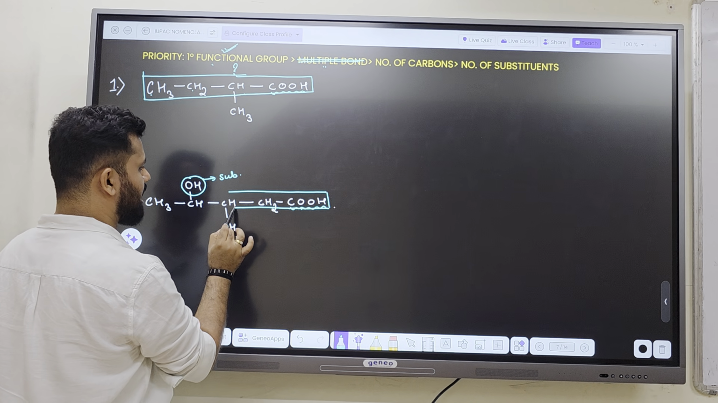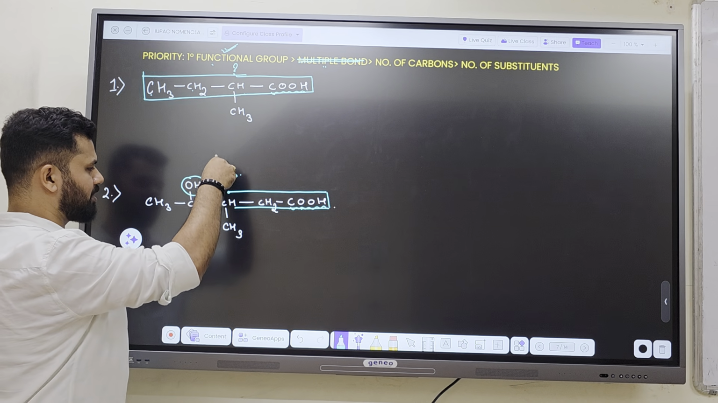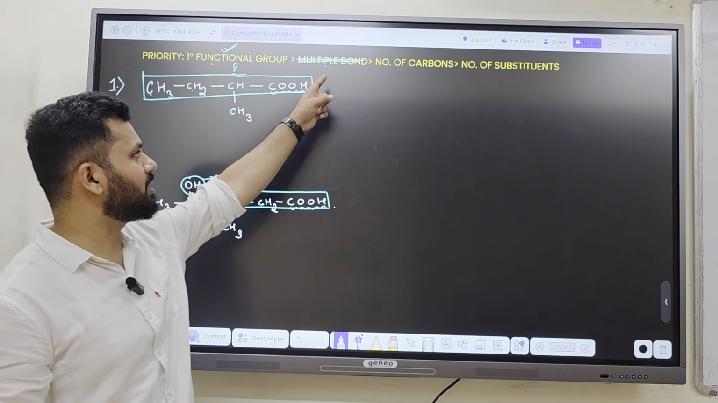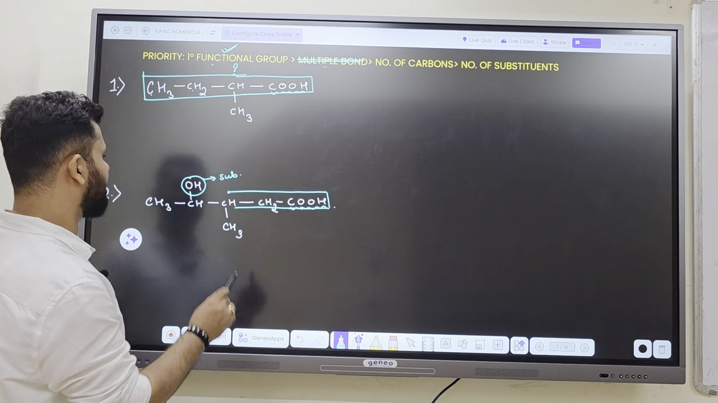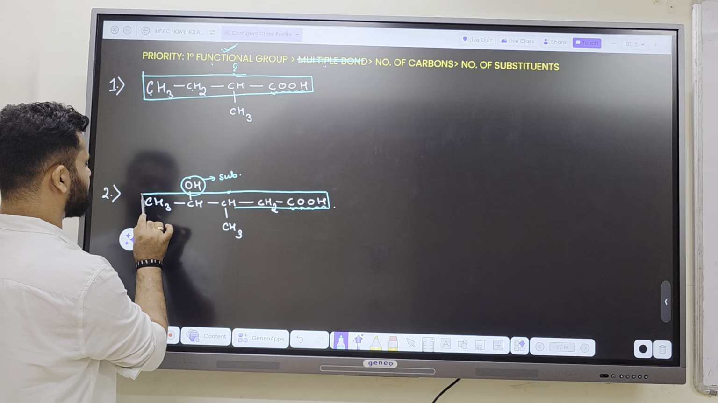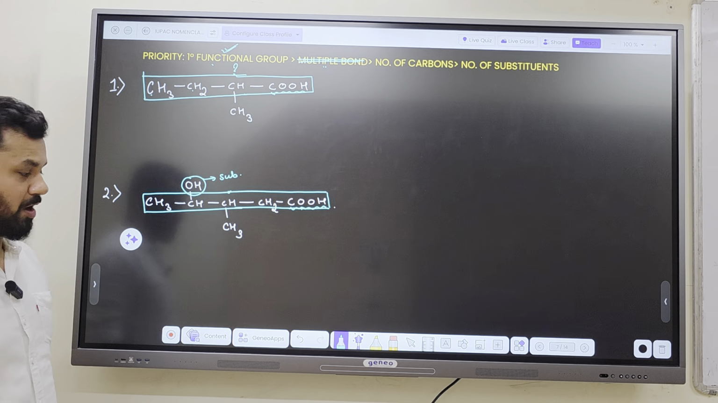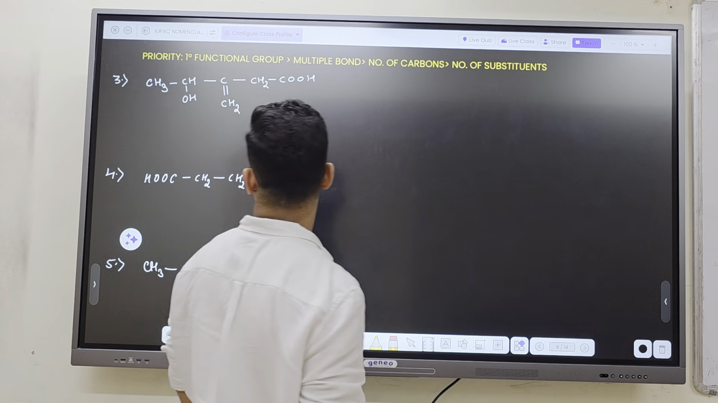So at this carbon, I'll ask myself one question, whether to move straight, whether to go down. Since there are no multiple bonds, I'll move to the next criteria of selecting more number of carbons, and therefore I will go straight. So I hope you understood that. Let us move to example number 3.